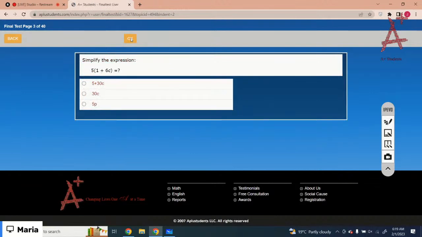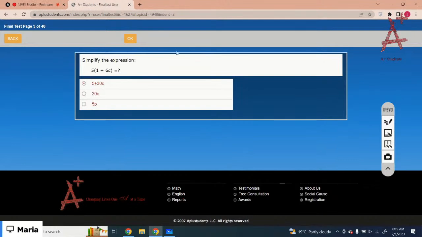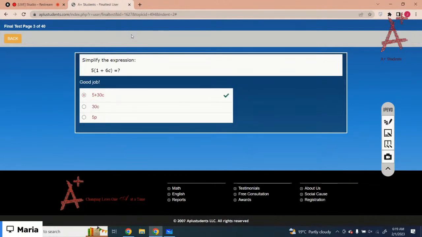Okay, the next one is simplify the expression. So that's the one we just did. You have to apply the distributive property. So you have to do 5 times 1. 5 times 1 is 5. Then you have to do 5 times 6c. 5 times 6 is 30. So it would be 5 plus 30c. Got it? The correct option is 5 plus 30c. That is option number 1. Just select the correct option, then click on the OK button.